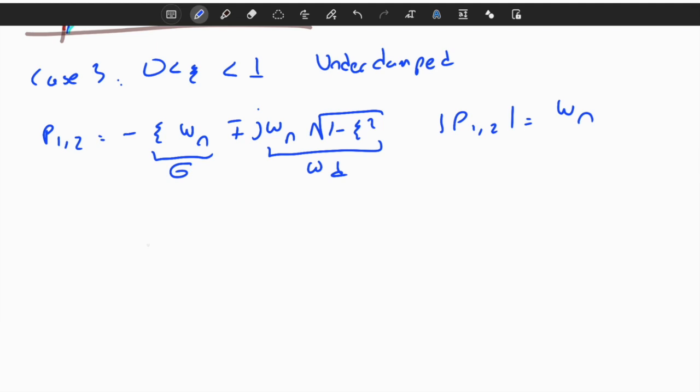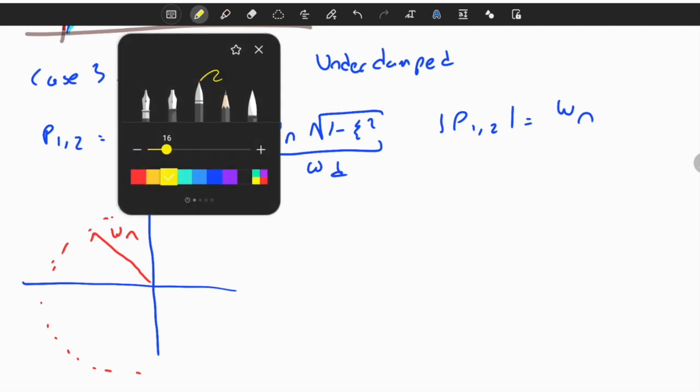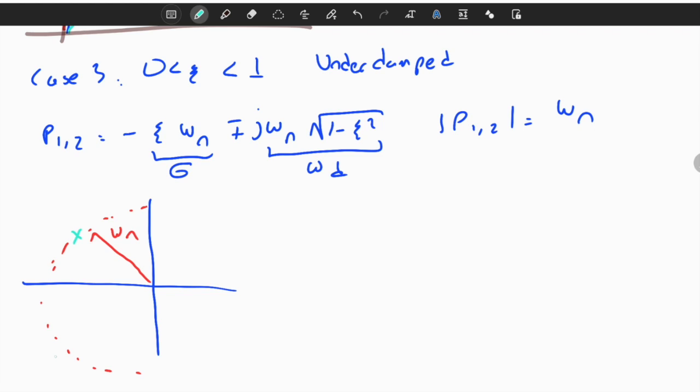Before going into the step response, let's look at the pole-zero plot, which is more important than just finding the response. Since omega n is the magnitude and is constant, these poles are distributed on a circle which has a radius of omega n. And they are complex conjugates: if one is located here, the other one is located here.